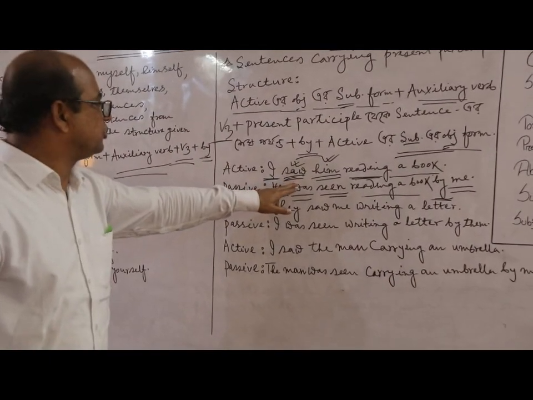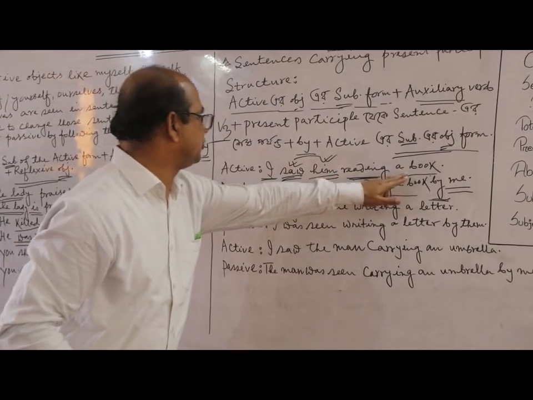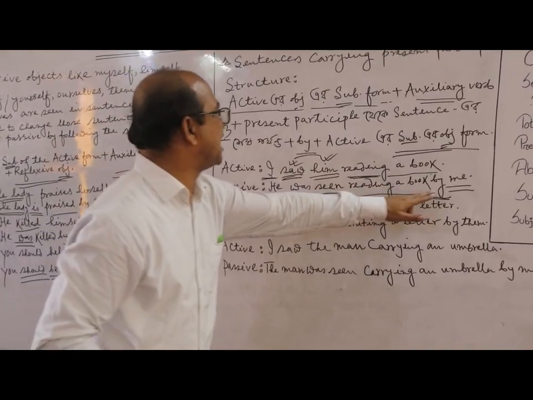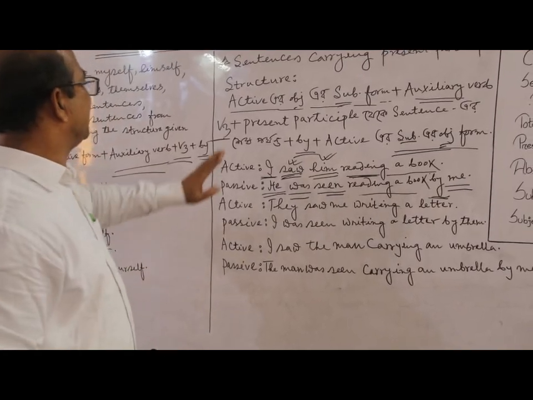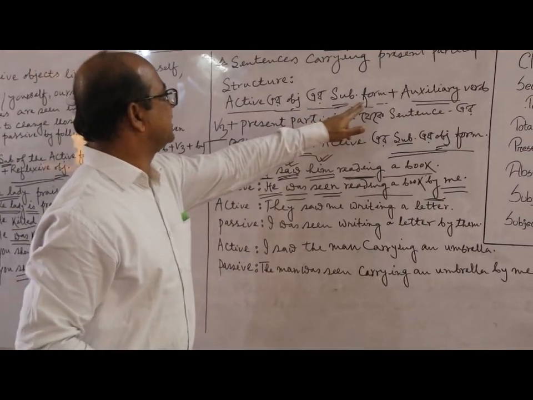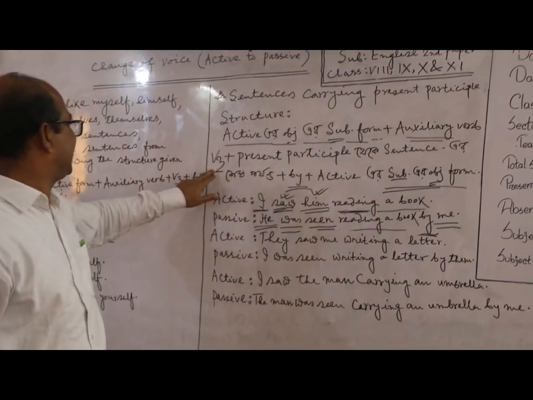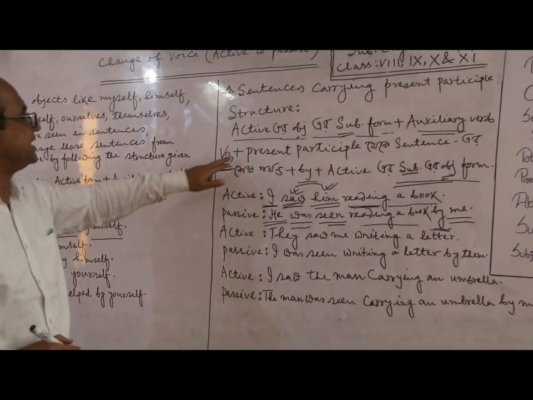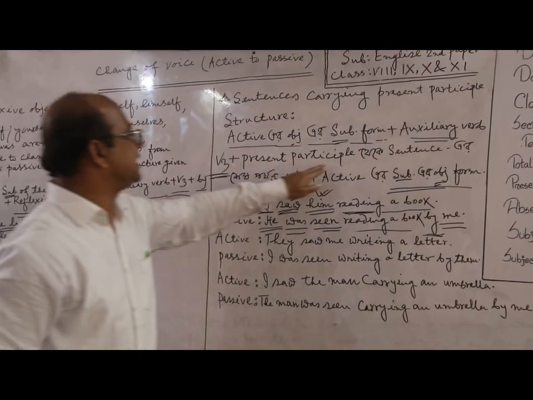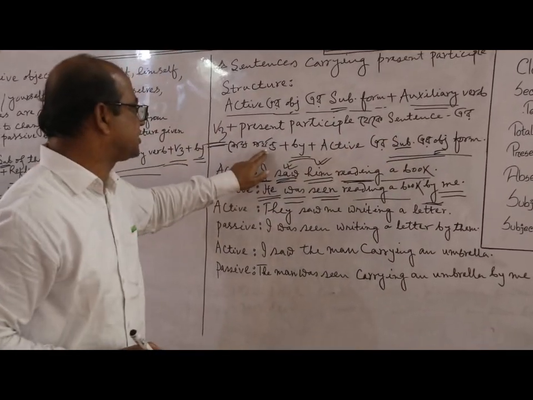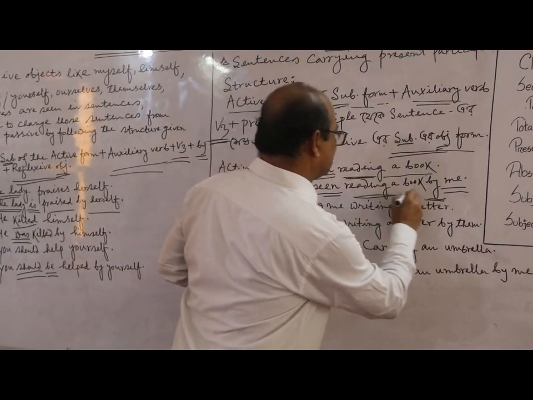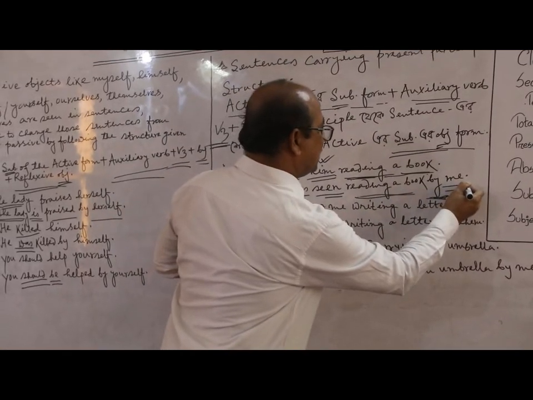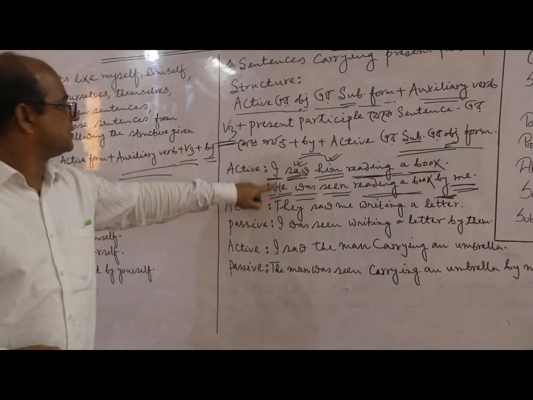So again I would like to show you, I saw him reading a book. He was seen reading a book by me. Okay? So active objective subjective form, auxiliary verb, V3. You know, in case of passive voice, we always have to use the present participle form of verb. Then present participle theke sentences shesh porjonto. I mean reading a book, then by, then the objective form of the subject.